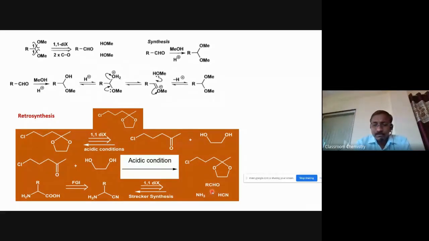That is, which reaction is this one? Strecker synthesis. That is, aldehyde, ammonia and potassium cyanide or hydrogen cyanide. When they undergo reaction, we get the corresponding cyanoamines, and these cyanoamines undergo hydrolysis to give the corresponding amino acids. So in this way, when two functional groups are attached to one and the same carbon atom, we can disconnect them in such a simple way.